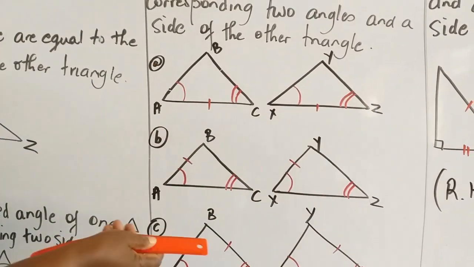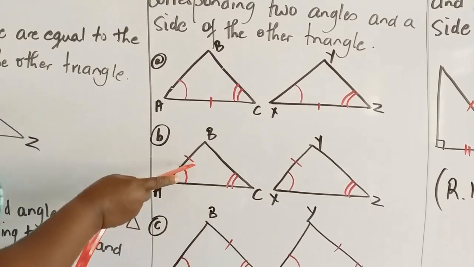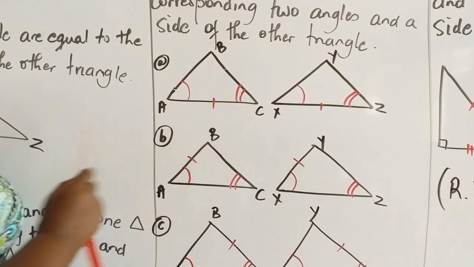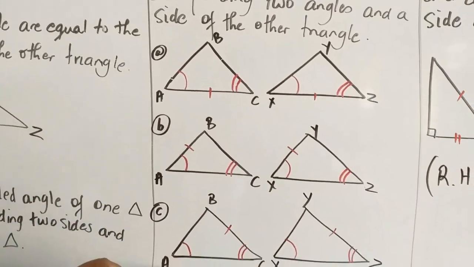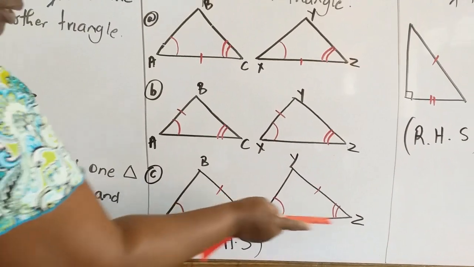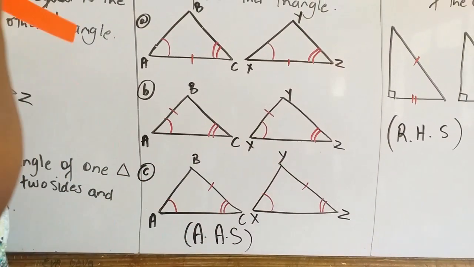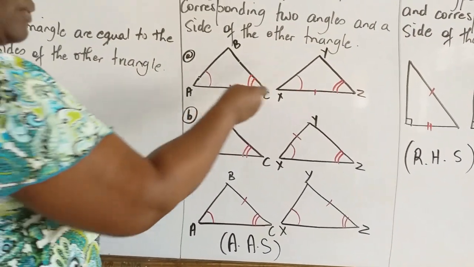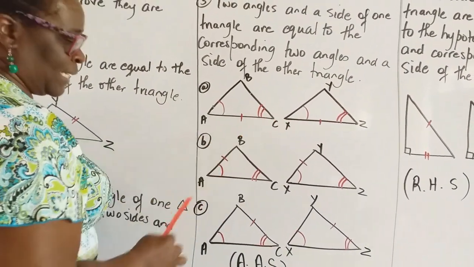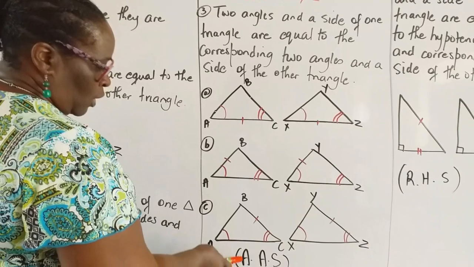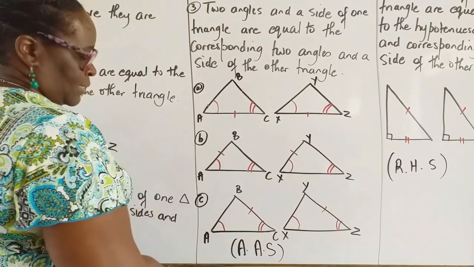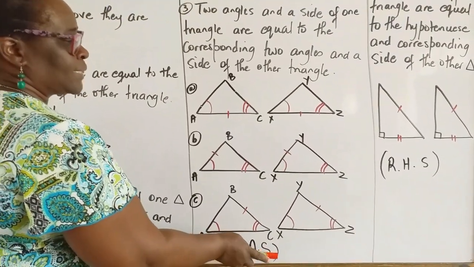Or we can have it the other way. You can have the two angles, but the side can be different as long as they are corresponding and equal. The same thing goes for C. Two angles, corresponding angles are equal, and the side is equal. They are equal to each other. So it doesn't matter where the sides are as long as you have two angles and a side. And this is what you call AAS, angle, angle, side.